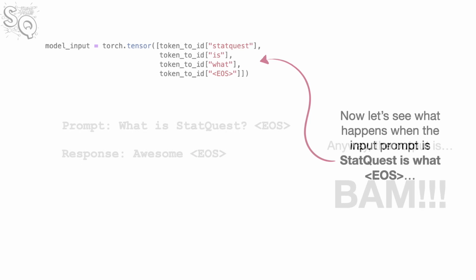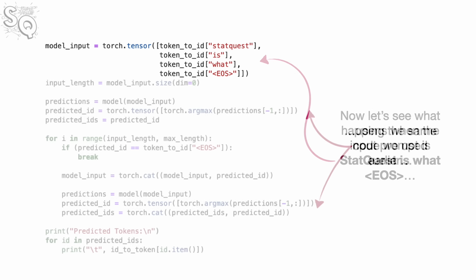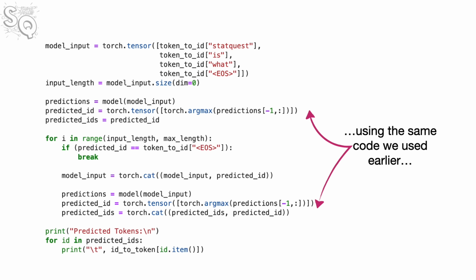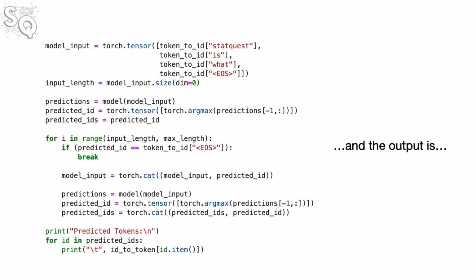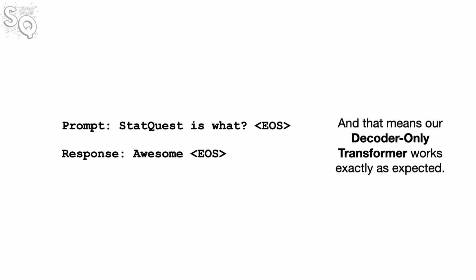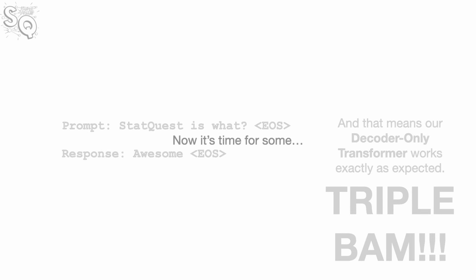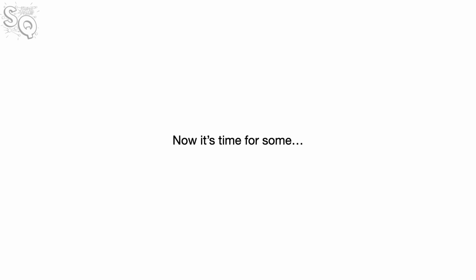Bam! Now let's see what happens when the input prompt is "StatQuest is what, EOS". Using the same code we used earlier, and the output is "awesome, EOS". And that means our decoder-only transformer works exactly as expected. Triple bam!